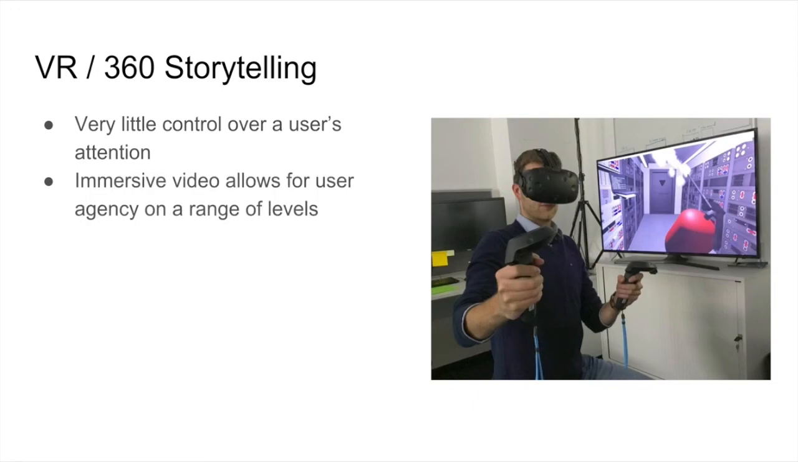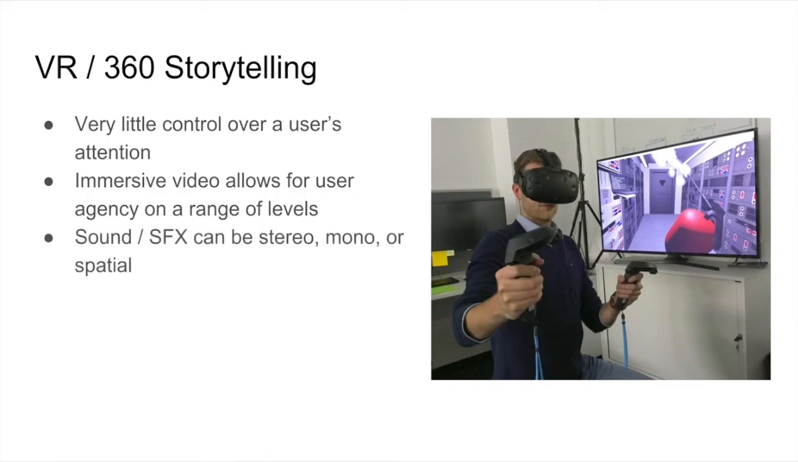Immersive video also allows for user agency on a range of levels. In some ways, the agency to look around within a frame or to even move around in a frame, or in the most immersive situations where they're actually interacting with items in the story, there is a lot of agency within a story, and there's more to even come with more advanced technology to interact with characters, and so there's a lot of room for different types of storytelling.